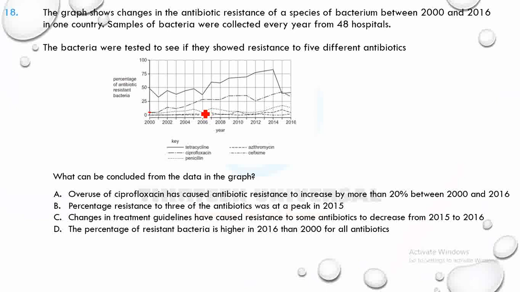Okay, by 2000, let's see it. Okay, yeah. So overuse of ciprofloxacin has caused antibiotic resistance to increase by more than, yeah, we're looking at it. So you see at 2000, this is just like maybe around 5 or thereabout.